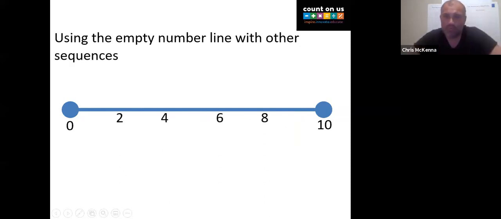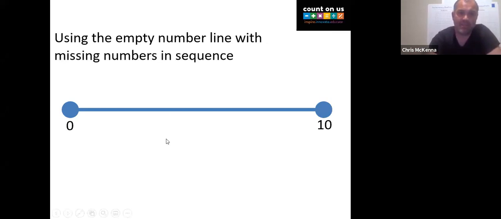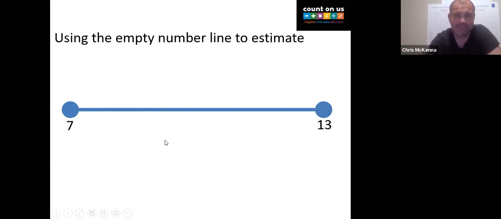We don't need to go up in ones, we can go up in 2s. So here we've got 2, 4, 6, 8, 10. And again, I might hide a number. Say, what number is missing here? Do you know? Shout it out. The answer is 4. So well done if you got that.